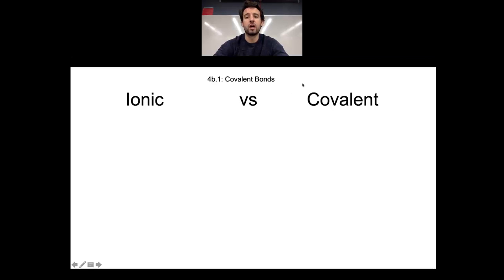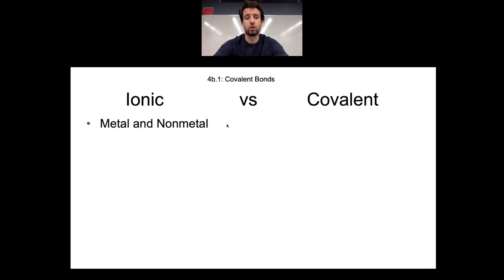Hey guys, today we're going to start a new unit. We're going to be talking about covalent bonding, so I hope you're ready. So let's just review ionic bonding. We had two ions, right? One ion tended to be a metal or have a positive charge. One ion tended to be negative or a non-metal.